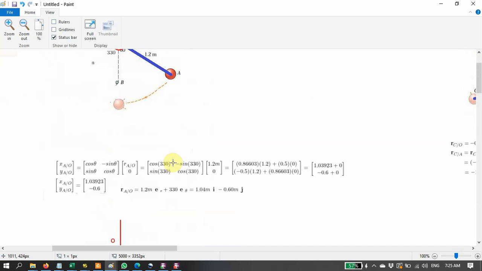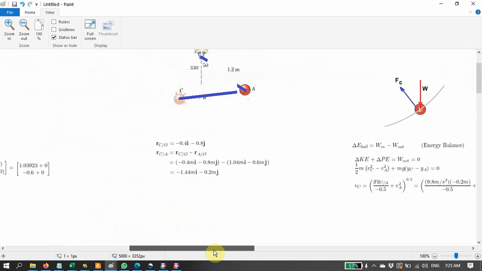We want to know the position vector from the initial state to the final state, so we use vector analysis. We can find that the position vector r_CA is minus 1.44 meters in x direction and minus 0.2 meters in y direction. Why don't we use r theta here? It's also possible to do it, but I don't think it's necessary.